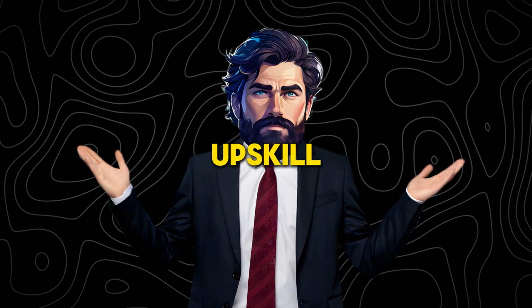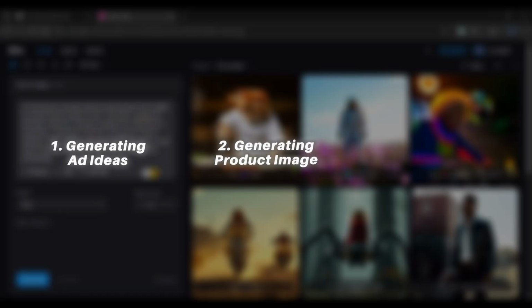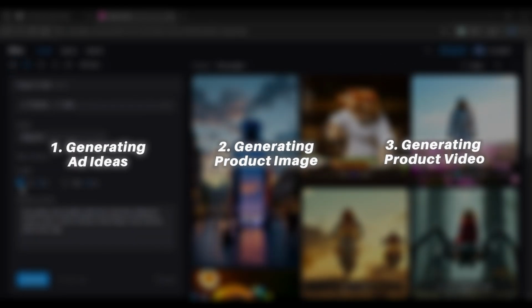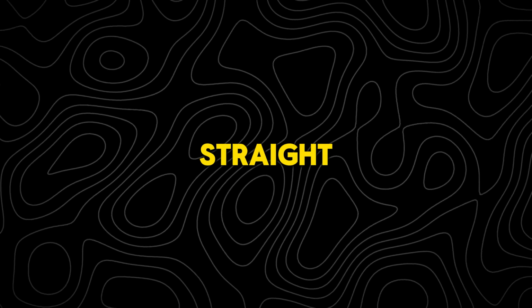Welcome to AI Upskill. Before we dive in, let me quickly explain the process so you can see how easy and quick it is. First, we'll use an AI tool to create unique ad ideas. Then we'll use an AI tool to create the product image. Finally, we'll use that same tool to turn the image into a video ad. That's it, only 3 steps and 1 AI tool. If that sounds exciting, let's jump straight into it.